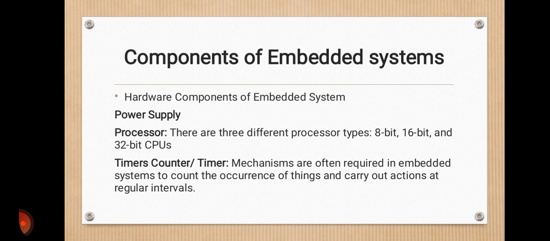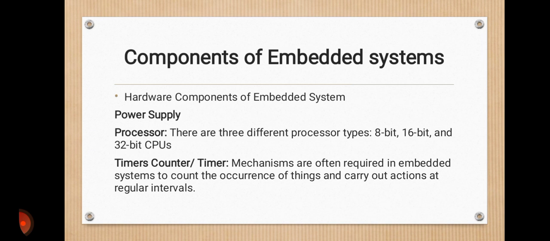There are various components in an embedded system. Let's see them one by one. First one is the power supply. For any system, we are in need of a power supply. Next one is the processor. As we said, it is a combination of hardware and software. The hardware part, the processor, is very important here, and there are three types of processor, namely 8-bit, 16-bit and 32-bit processors.